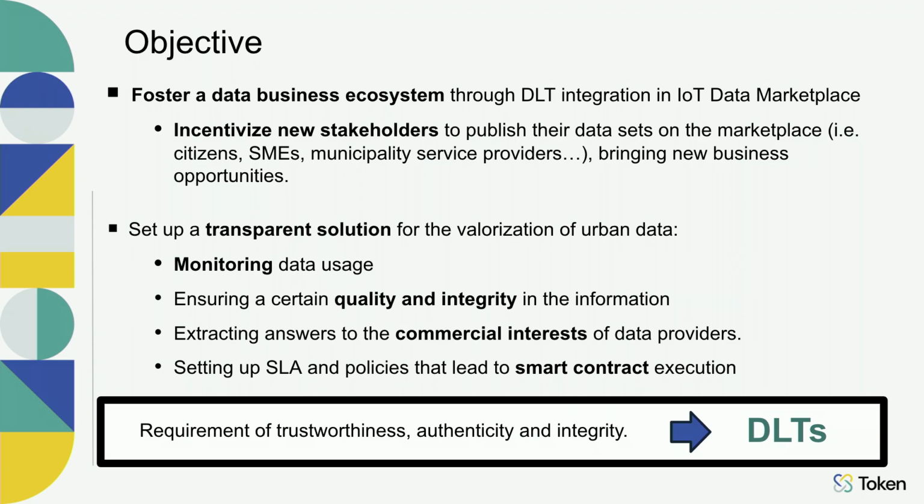So to do it, we need to set up a transparent solution for the valorization of the urban data. This means that we need to monitor the data usage to ensure a certain quality and integrity in the information, and extract answers to the commercial interest for the data providers. And also set up service level agreements and policies that could lead in the future to smart contract executions. So this means that we have requirements of trustworthiness, authenticity and integrity that, if we analyze all of them, are covered by DLT technologies.